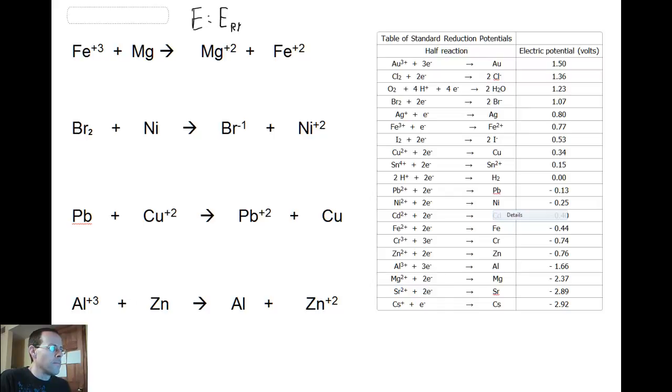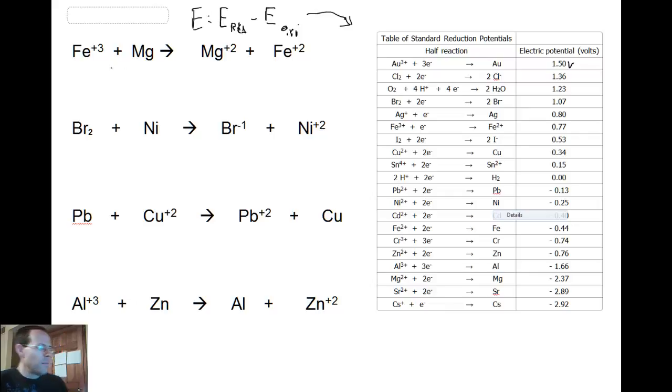of reduction minus the E of oxidation. And this table is just a list of E values. They're called electric potentials. So that's what E stands for, electric potentials, and they're measured in volts. So this is 1.5 volts, and so on, volts all the way down.